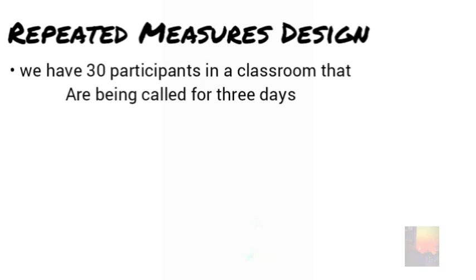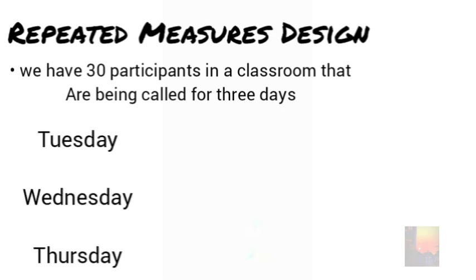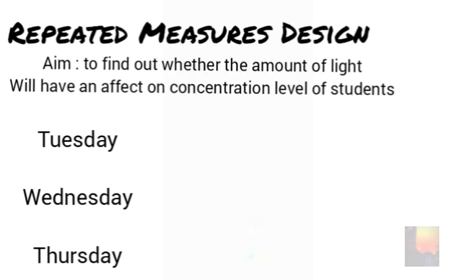The first type of design we're gonna talk about is repeated measures design. Let's say we have 30 participants in a classroom, and we are calling these participants for 3 straight days, for Tuesdays, for Wednesdays, and for Thursdays. These 30 participants will be participating in an experiment, and the aim of the experiment will be to find out whether the amount of light will have an effect on concentration level of students or not.